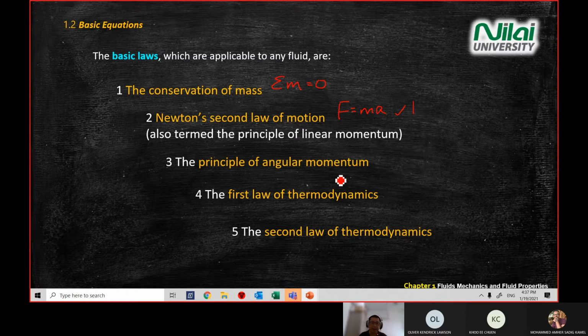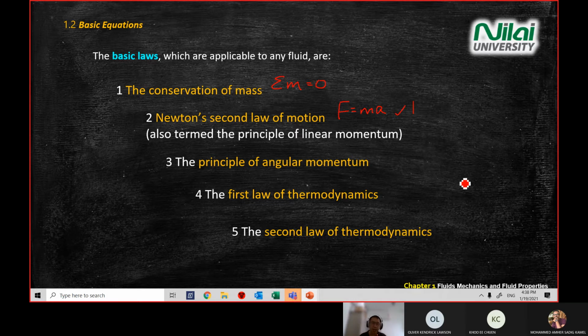So for the principle of angular momentum, there are a few equations we'll look at. The keyword is momentum. And then we'll consider the effect of thermodynamics. So we will look at 2 thermodynamic laws: the first law and the second law of thermodynamics. For chapter 1, even up to chapter 5, these 5 principles or laws, you always see them when we try to cover a certain topic.